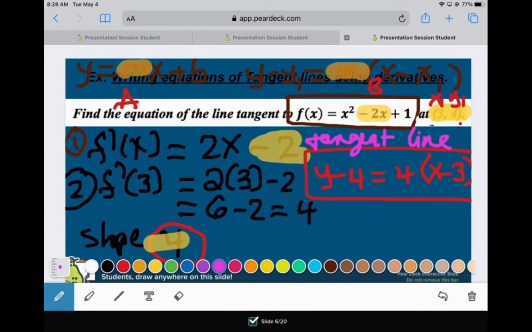So that's the steps. So that's the part that we missed. We didn't finish up last week. Okay, we just stopped at finding the slope. So to find the tangent line, you already have the slope. You just have to plug it back into the equation.